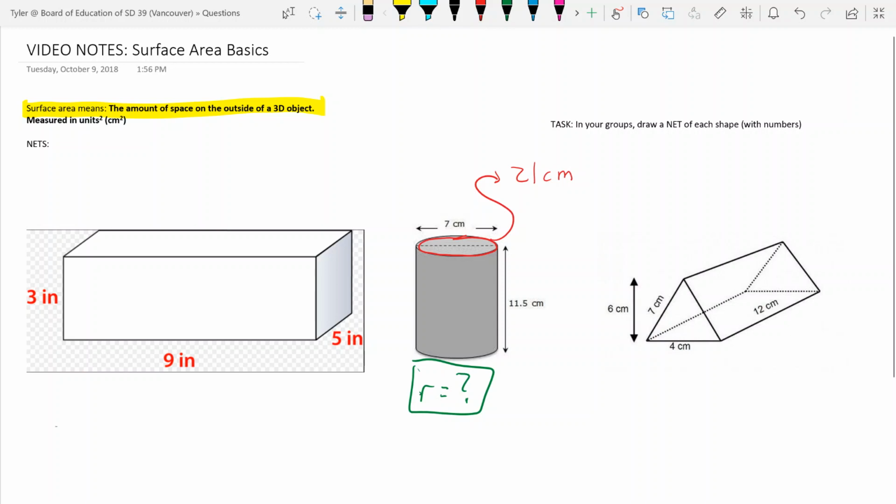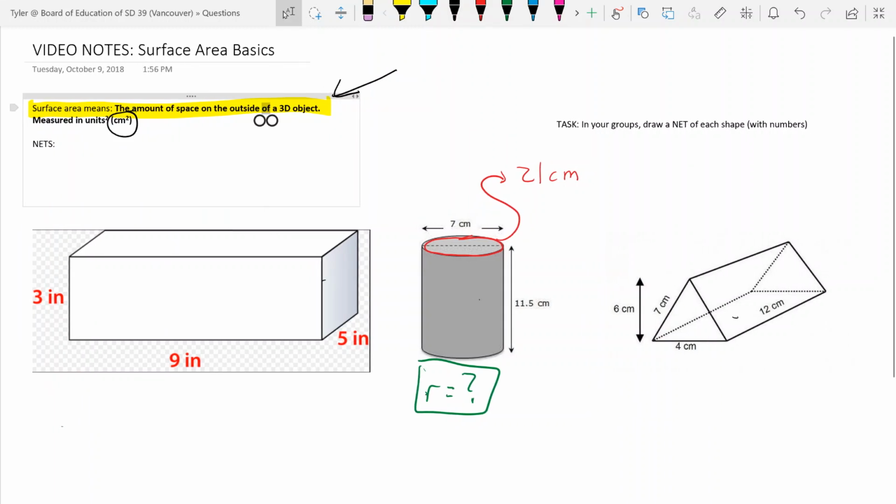So just to start, surface area over here. Surface area means the amount of space on the outside of a 3D object. So whichever 3D object we have, these three are the basic ones we'll be working with. We want to know how much space is on the outside. How much paper would it take to cover it on the outside? So we measure it in units squared because we're putting 2D shapes on the outside. How many pieces of paper, or how big is the paper on the outside?